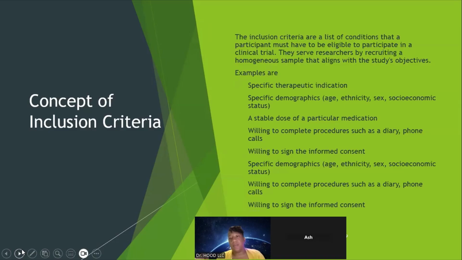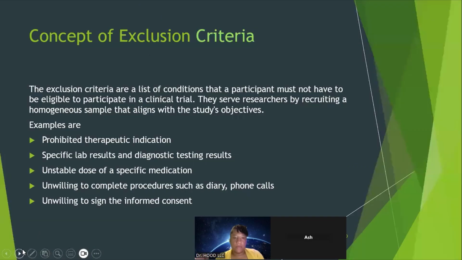They also have to be willing to complete procedures. Oftentimes that's a diary or extra phone calls. Some can even be home visits. They've got to be willing to do that. Of course, they have to be willing to sign the informed consent form. Although it's usually one of the last things on the inclusion criteria, from my experience it's still the most important. They have to sign an informed consent. Okay, then we go to the next.